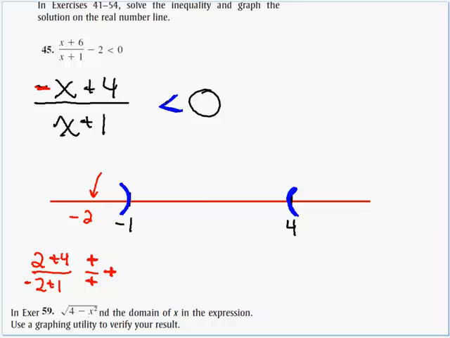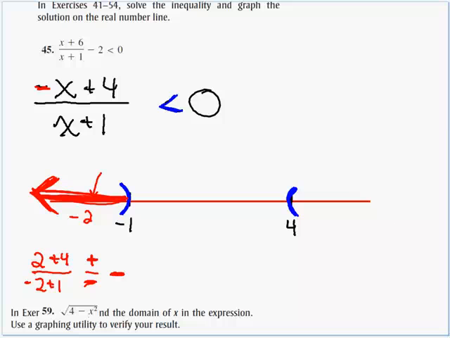Whoa, whoa, whoa, hold the phone, back up, back up. Can't believe I did that. Negative 2 plus 1, that's a negative denominator. Why didn't you stop me? Positive divided by negative, that is a negative net result. Is a negative number less than 0? Yes, it is. So this is part of the solution.